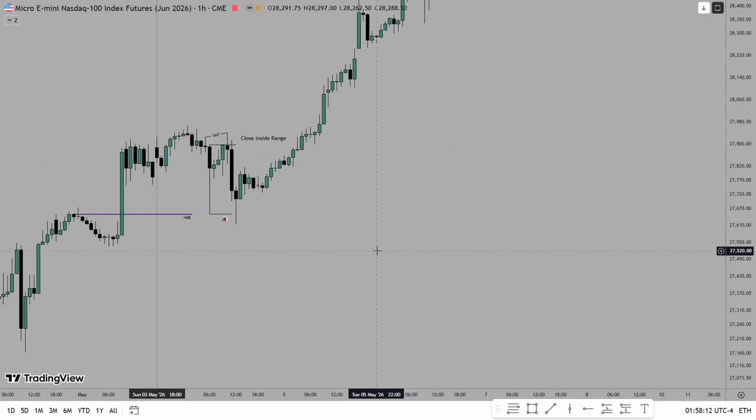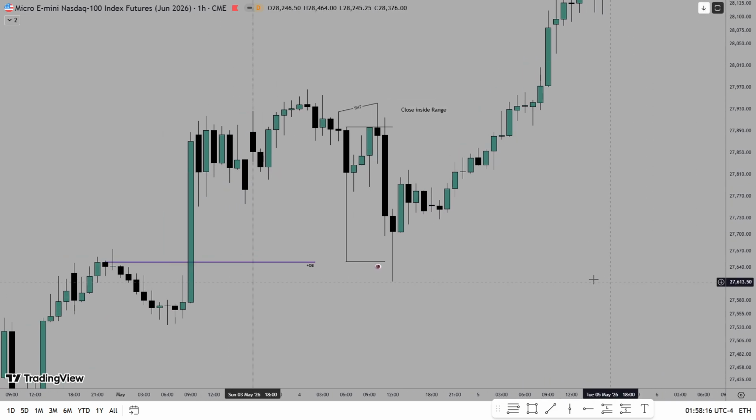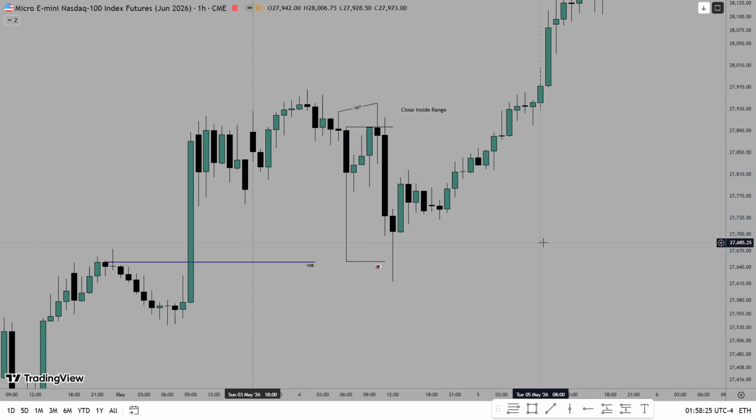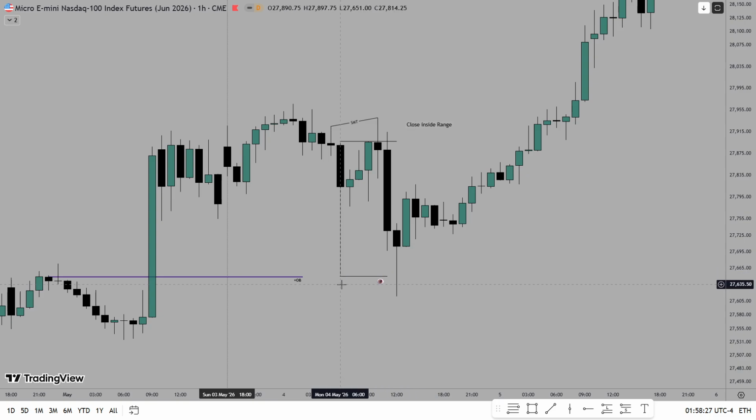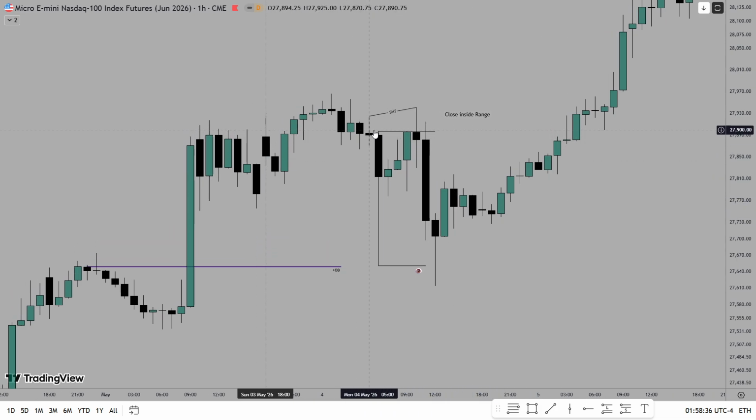Now come to the hourly chart. Here you can see that price gave an expansion of almost 246 points at 6 a.m. So we should avoid trading inside this range. We should wait for price to take the high or the low of this candle. We don't trade in between this range.